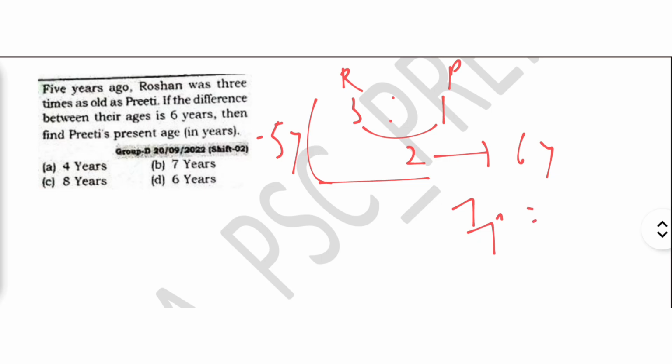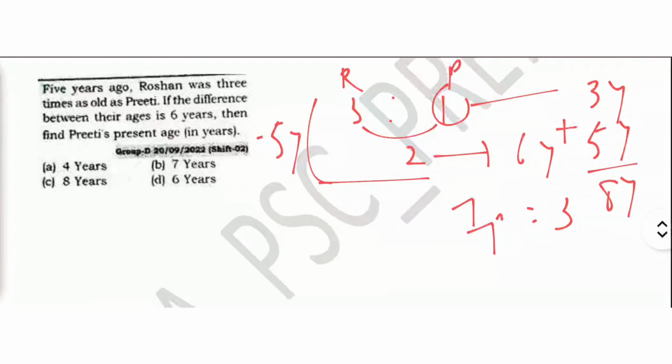So one part is how much? 3 years. Then find Preeti's present age. This is Preeti. Okay. Preeti will be how much? 3 years. But this is not the present age of Preeti. This was the age 5 years ago. So to get to the present age, we have to add this 5 years. Means 8 years. So this is the present age of Preeti. If we had asked about Roshan, then what would have been? 3 3s are 9. 9 plus 5, 14. Okay, 14 years would have been Roshan's age.